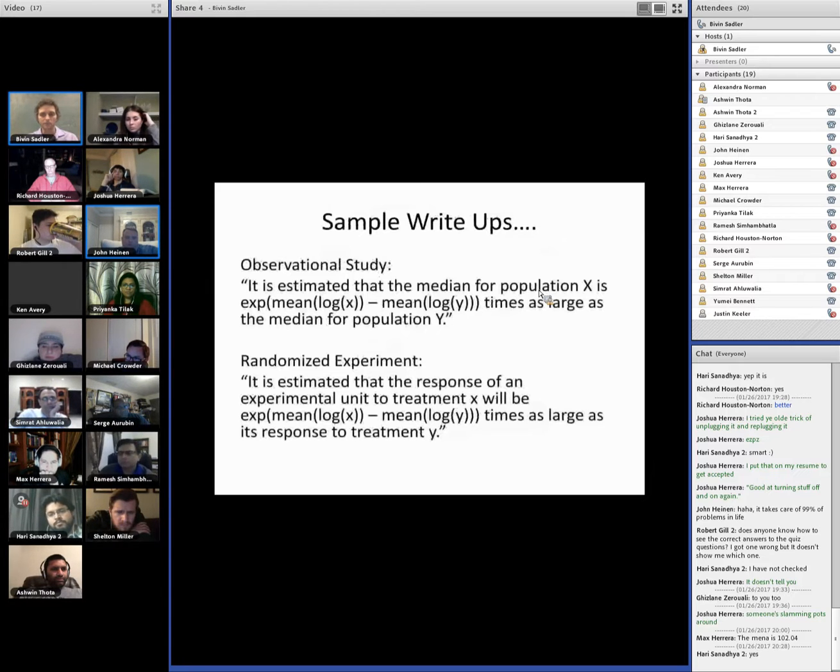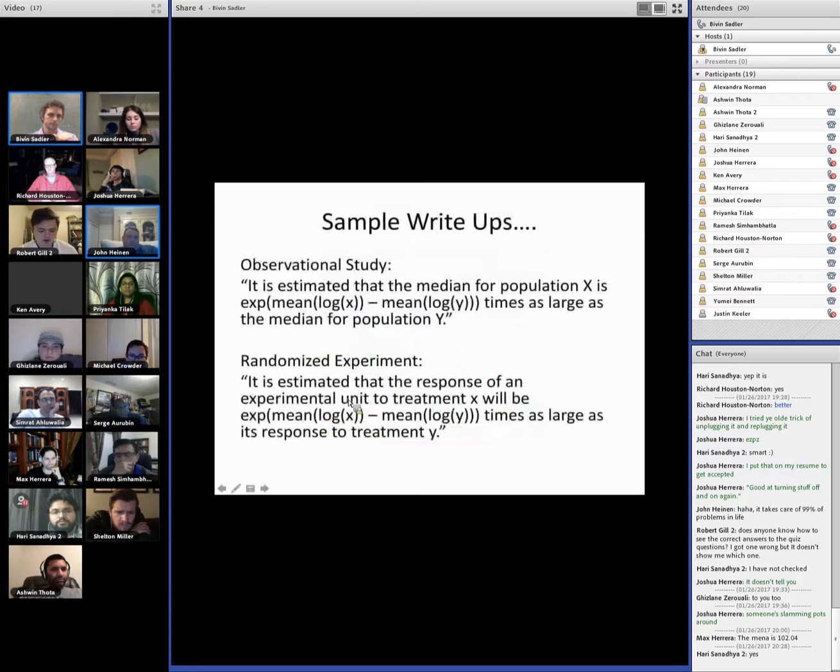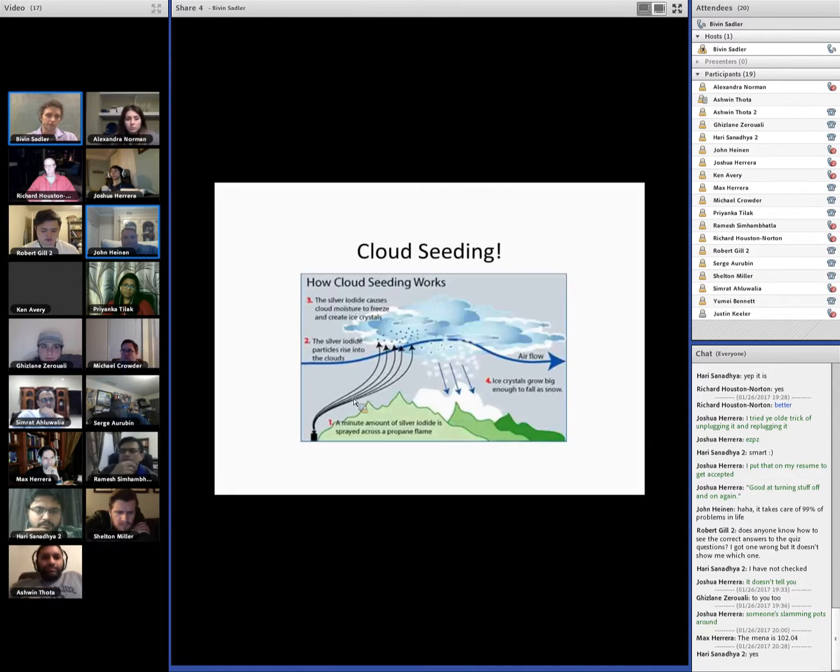And that's pretty interpretable. For a randomized experiment, it's estimated that the response in the experimental unit to treatment X will be e to this function times as large as its response to treatment Y, because in a randomized experiment, we're assuming causation. We're not just talking about the medians, we're actually talking about the units because it's causing them to be larger. Oftentimes I say it causes the median to be bigger. That's just me being conservative. In a randomized experiment, we're saying that a change in X should cause a change in Y.